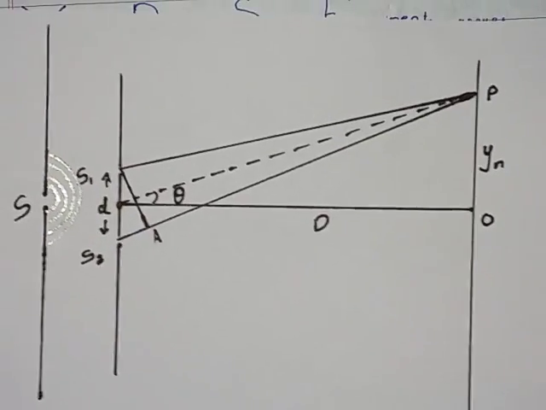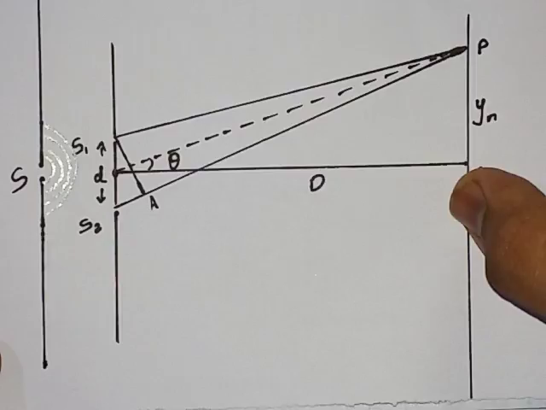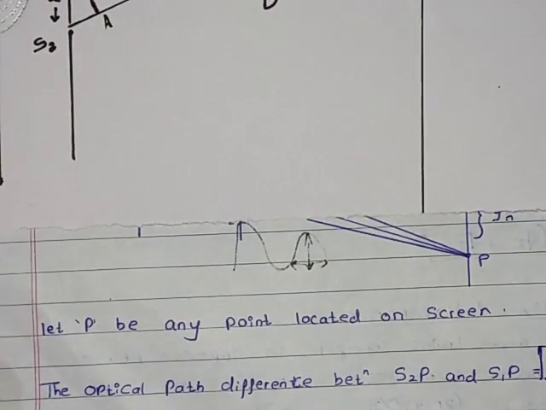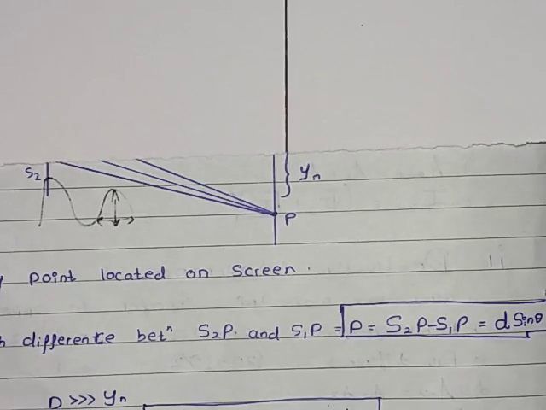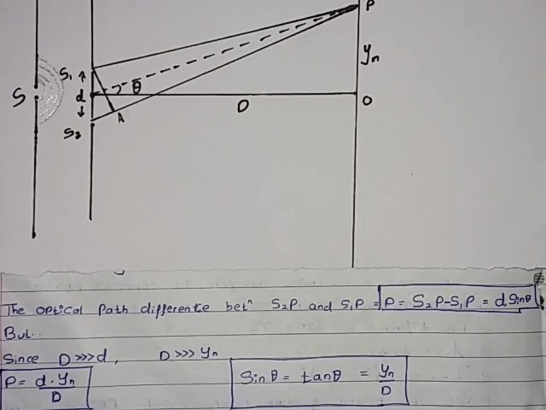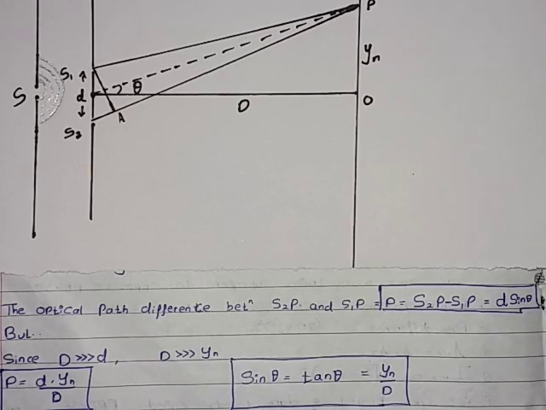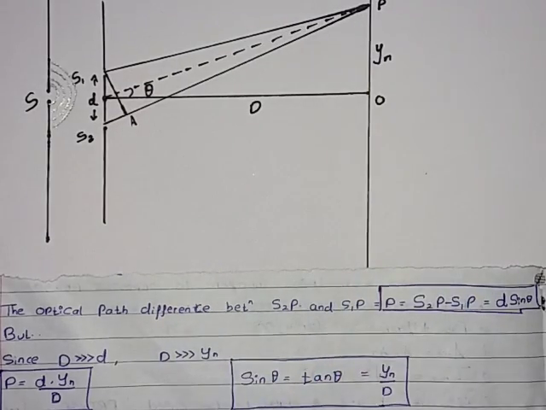Let's see what it says. Alright, let P be any point located on the screen. Yeah, this point, right? The optical path difference between S2P and S1P, that is S2P minus S1P, equals d sine theta. But since capital D is much greater than small d, and also much greater than the distance yn, the path difference is nothing but small d into yn upon capital D.